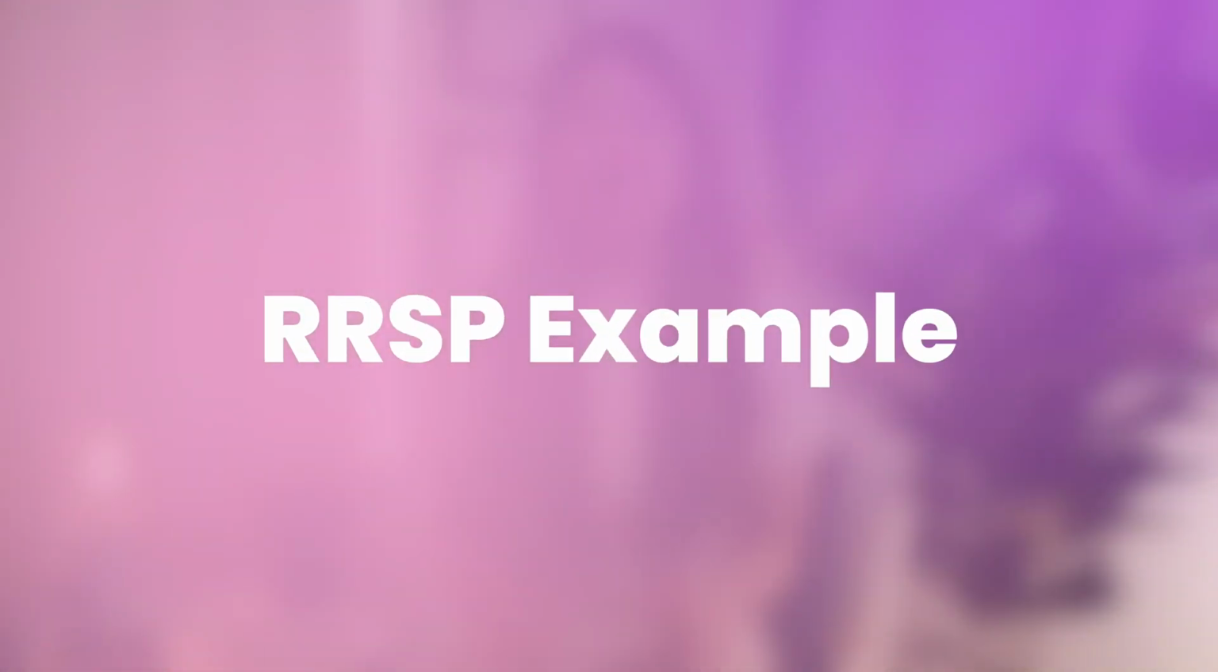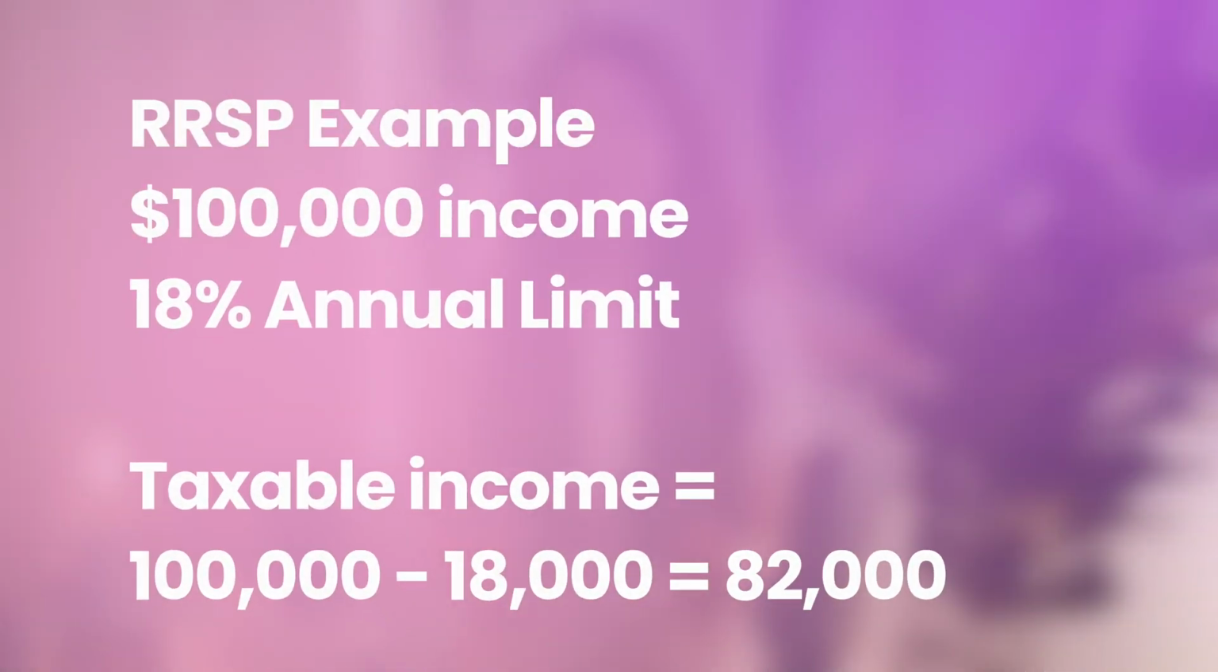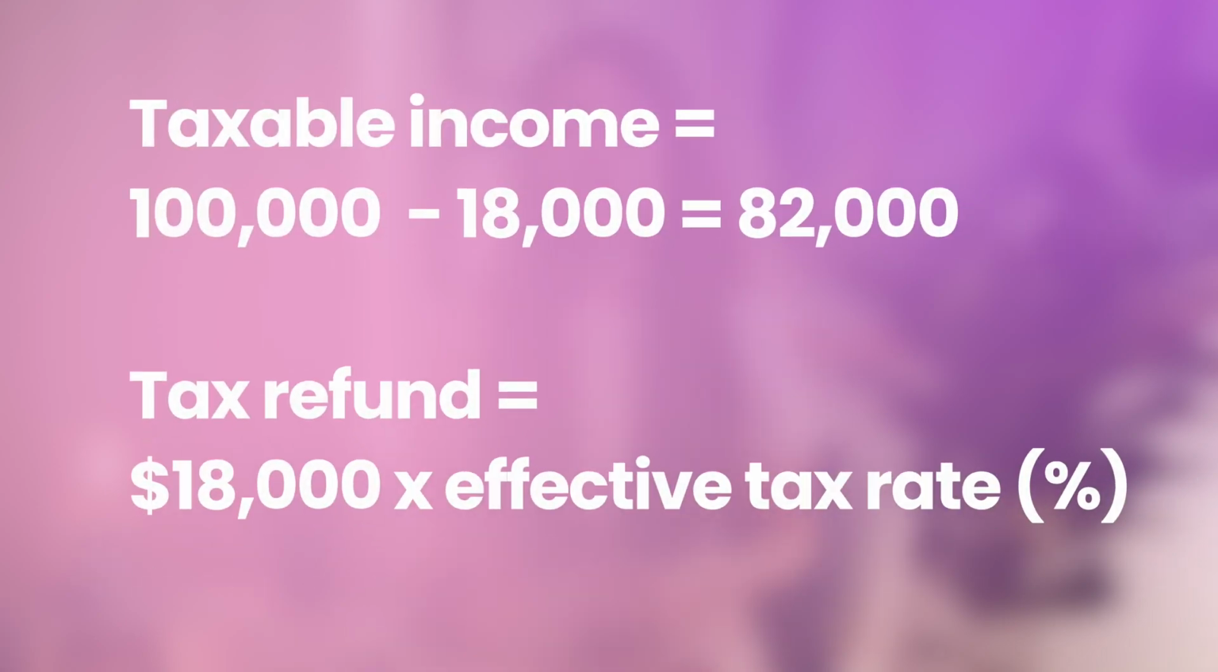So the biggest benefit of the RRSP is that it reduces your taxable income during the year for the amount that you contribute. If you make $100,000 and your contribution limit is $18,000, you put that $18,000 into an RRSP, your taxable income goes from $100,000 to $82,000. So you've lowered yourself into a lower tax bracket for the year. You will get a tax refund of $18,000 multiplied by your effective tax rate. If you are interested in learning more about marginal tax rates and tax brackets, I'll leave a video up top here for you to check out.